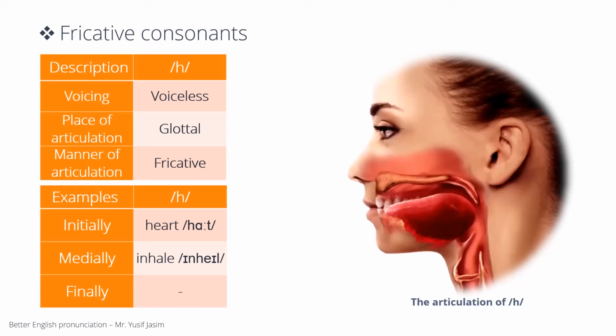H. This sound is produced between the glottis, the space between the vocal cords, hence is called glottal. To describe h, we will say h is voiceless glottal fricative. Pay attention to the figure and notice how these sounds are articulated.